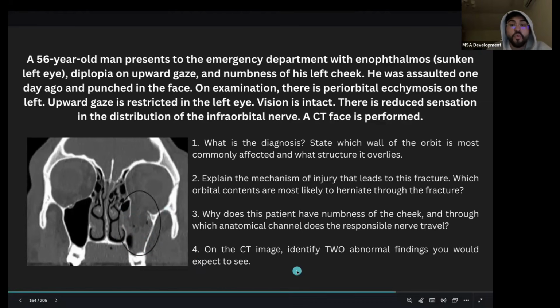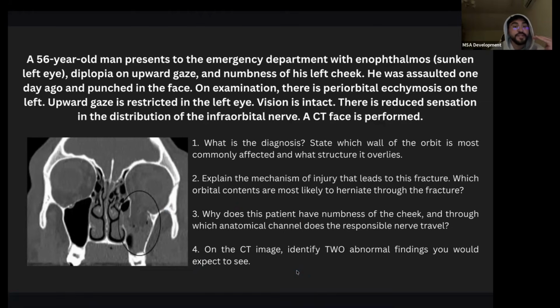On CT scan, what two abnormal findings would you expect to see? Again, the fracture in the left orbital floor and the herniation of the contents into the maxillary sinus. Okay, it's very important that you know that.